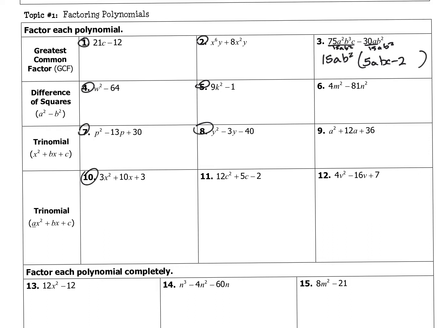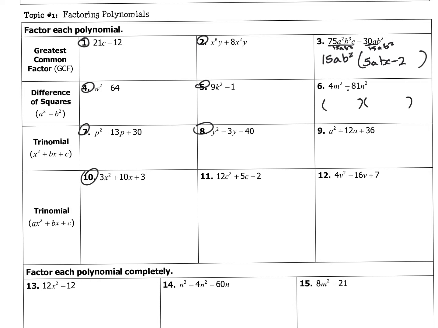Number 4, this is a difference of squares. And so when you're identifying these, the first question is, is it a difference? Yes. In this case, it is subtraction. And are both terms square rootable? Well, the square root of 4 is 2, and the square root of m squared is m. So that one's square rootable. And 81 is square rootable. The square root is 9. And n squared, the square root is n. So I can take the square root of both of those terms.